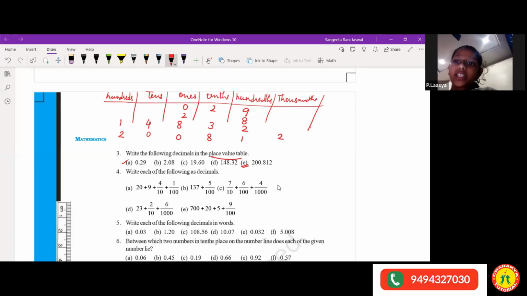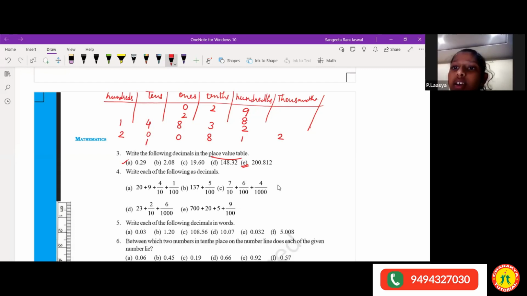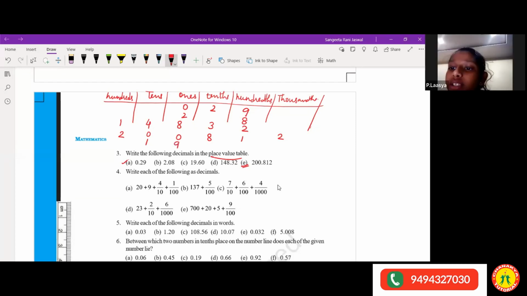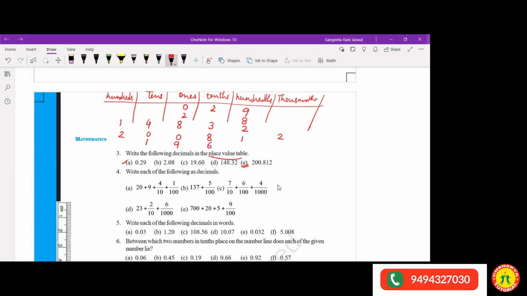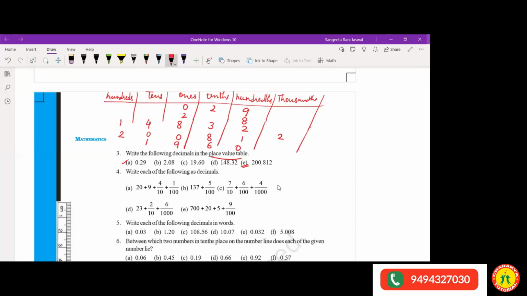Okay, now Lasya, you tell me for 19.6. Okay, ma'am. 1 in tens place and 9 in ones place. And 6 in tenths place, and 0 in hundredths place. Yes. Good. Okay, so this is like this. Very good, children.